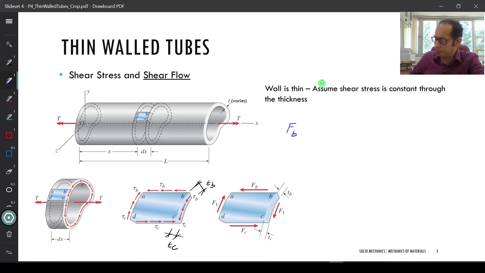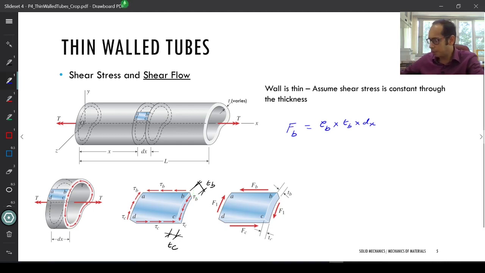My force FB must be equal to... force is stress times the area. So here the stress is tau b times the area, which will be TB and this length dx, right? So this small rectangular, thin strip kind of an area. The area is TB times dx. So the force FB will be tau b times T at B times dx, right?